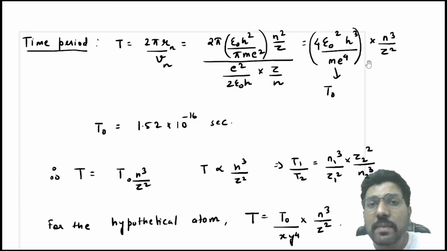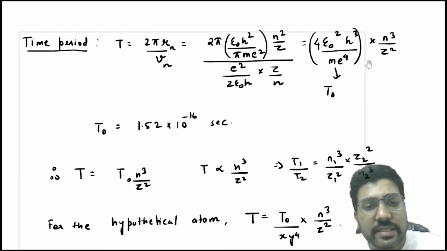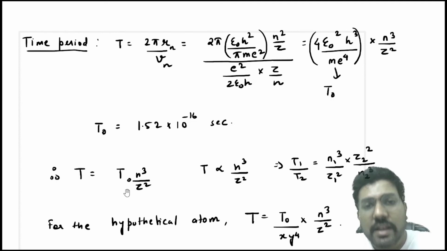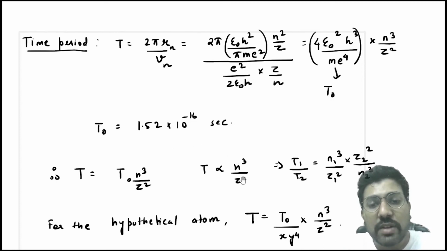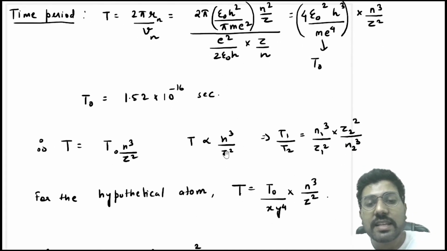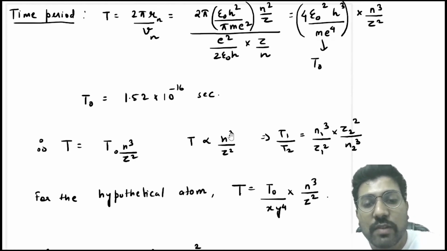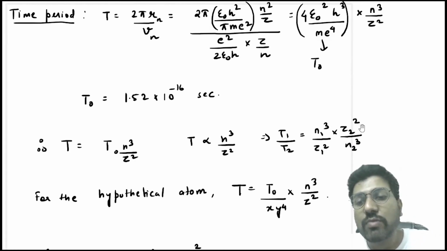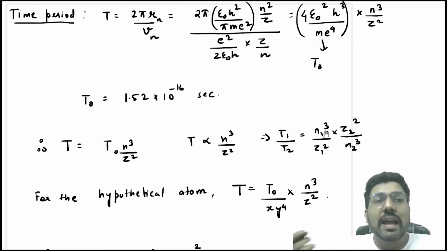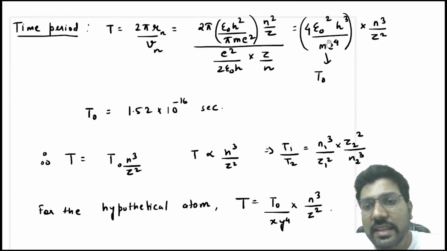You have to remember the proportionality for each of the cases. Okay, so the time period is proportional to n cube by z square. If you remember other things, that is very good. That is an added benefit, but this is the necessity. You have to learn the proportionality. The time period is proportional to n cube by z square. So that means you can say that T1 by T2 is equal to n1 cube by z1 square into z2 square by n2 cube.